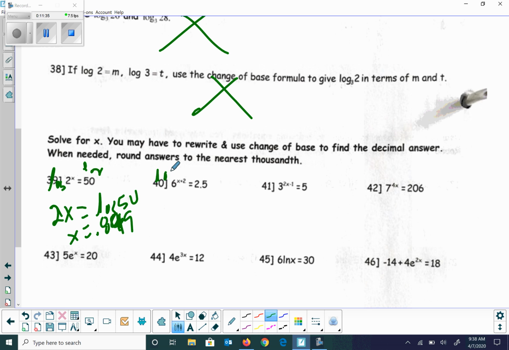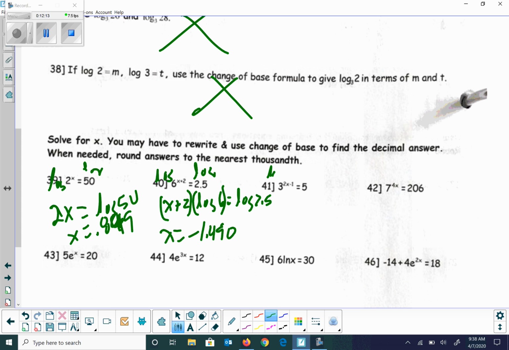This one I'm going to log both sides again. So I'm going to get x plus 2 that comes down front, and then I get log 6 equals log 2.5. So I'm going to go log 2.5 divided by log 6, and then subtract 2 from that. 490.